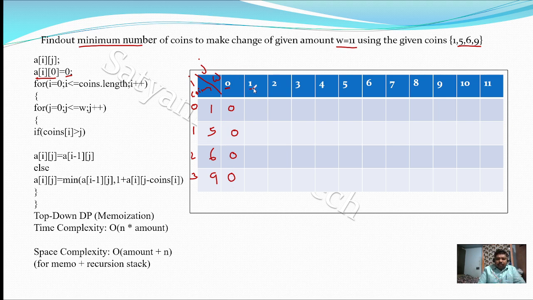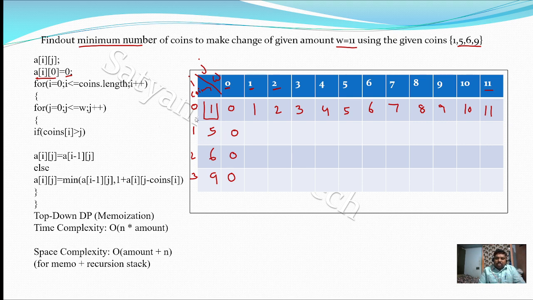Here it is 1. How many coins are required to make 1? By using this one, only 1 coin is required, a 1 rupee coin. How many ways to make 2? By using 1 rupee coins, 2 coins are required. Here 3 1 rupee coins are required, 4 1 rupee coins to make 4. Like that, 5, 6, 7, 8, 9, 10 and 11: 11 1 rupee coins are required to make 11.